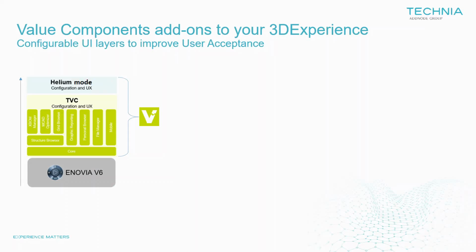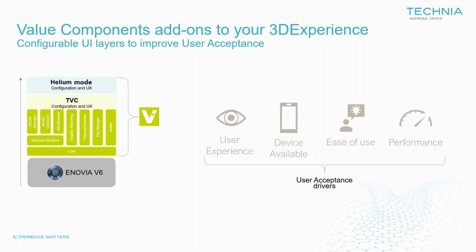On a vertical axis, we may say that we build on top of the Innovia system with our TVCs, and these are the configurable UI layers that your actual end users see in their web browsers. And Helium Mode is in turn on top of the TVCs. So those are the value components.